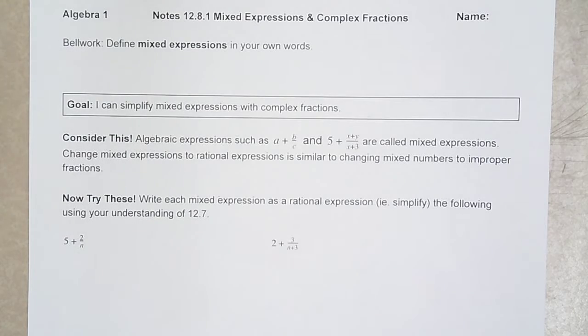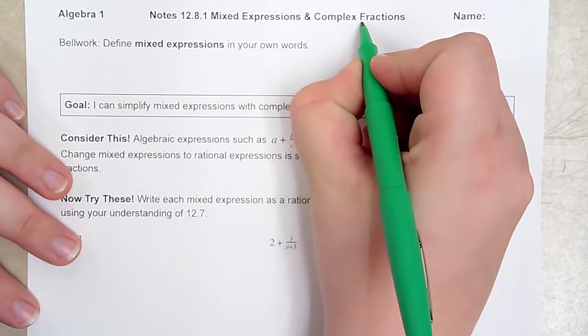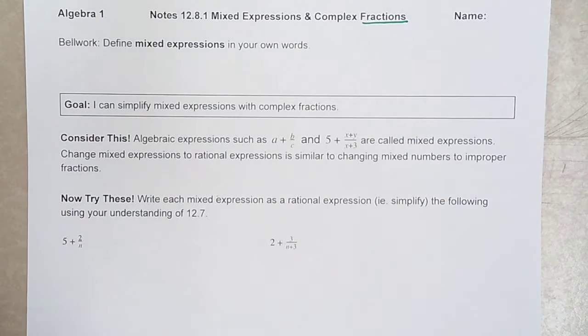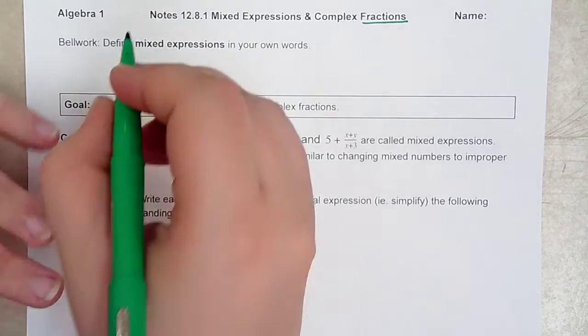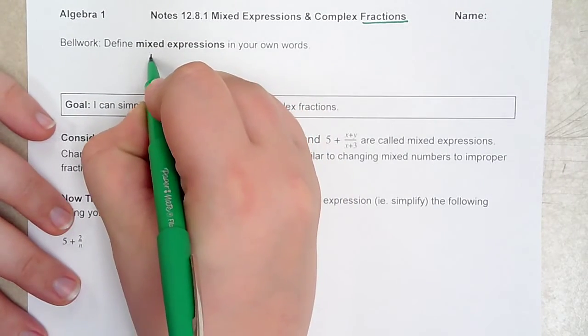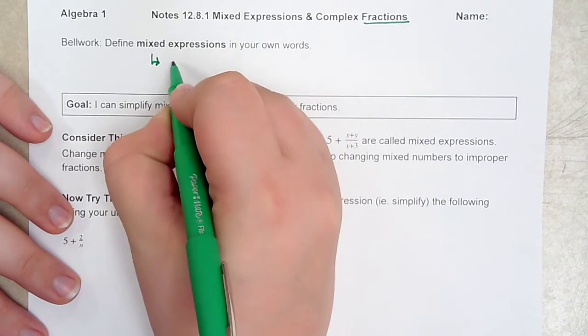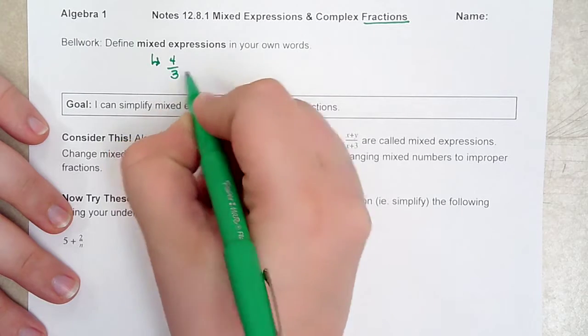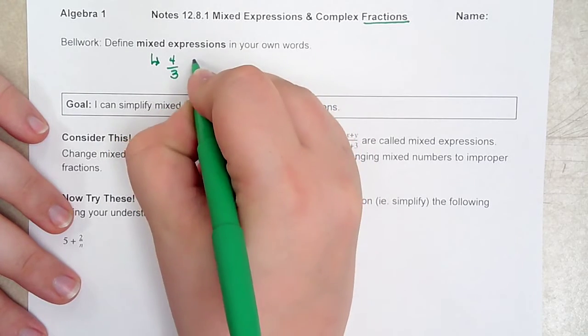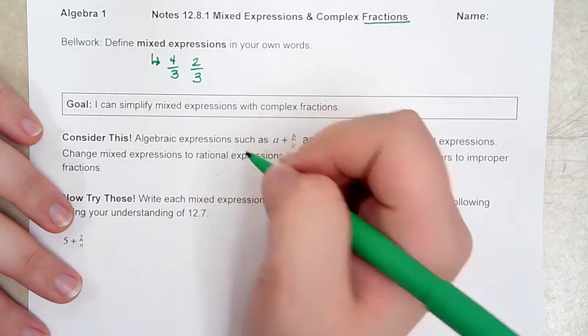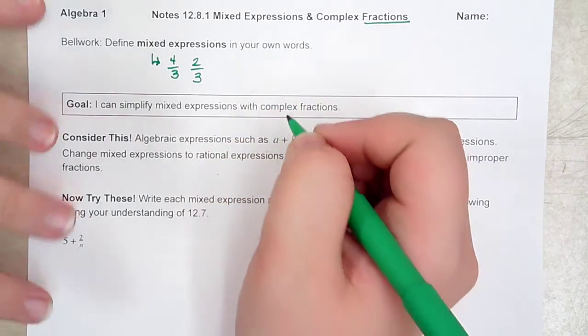All right, so when I think of mixed expressions, I think of fractions. Fractions have been really important this entire chapter, so it's no wonder they're coming in handy now. Think about a mixed fraction. You've got an improper fraction that's going to be 4/3. You've got a proper fraction that's going to have a numerator smaller than the denominator, like 2/3.